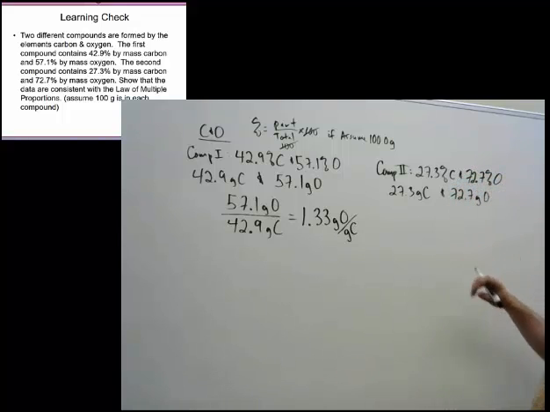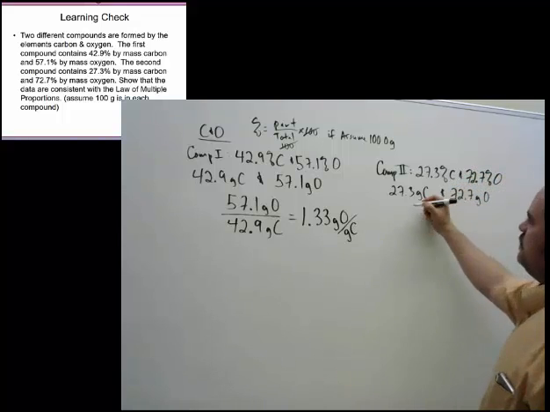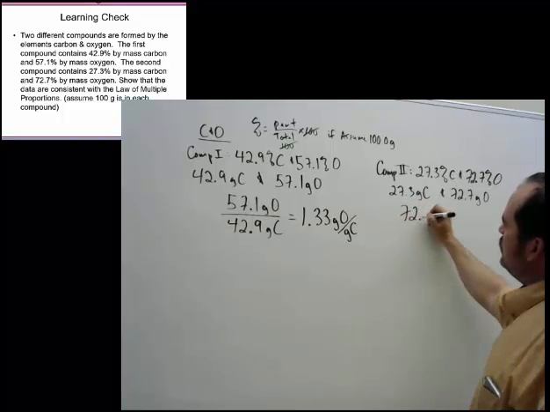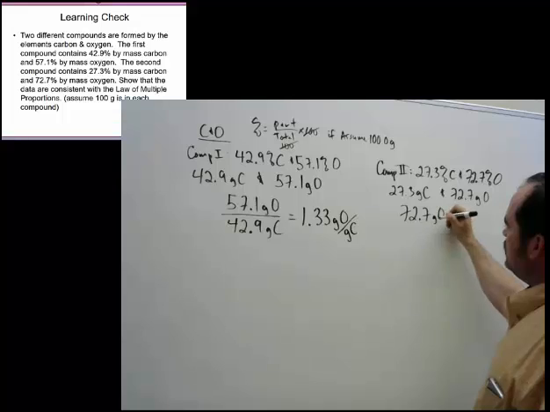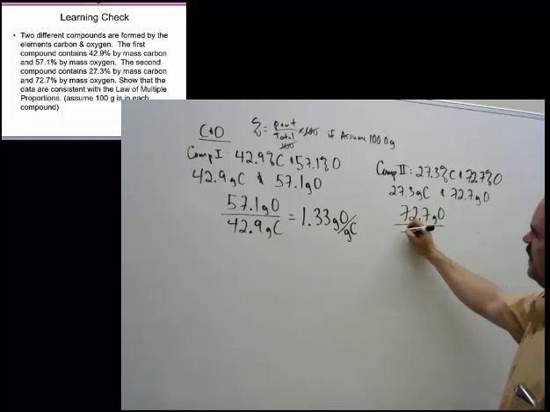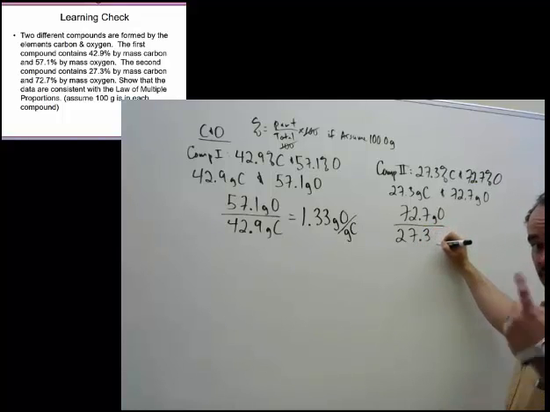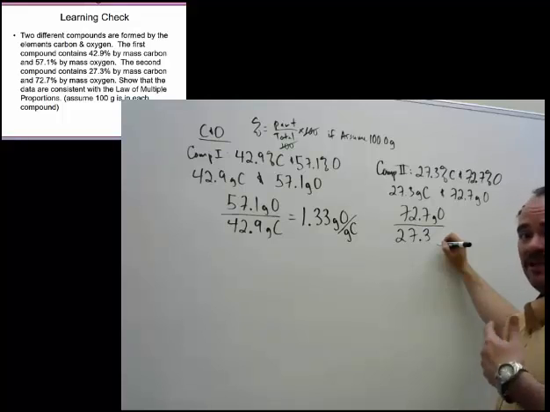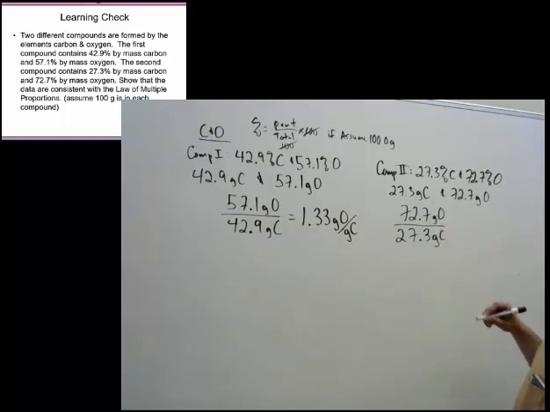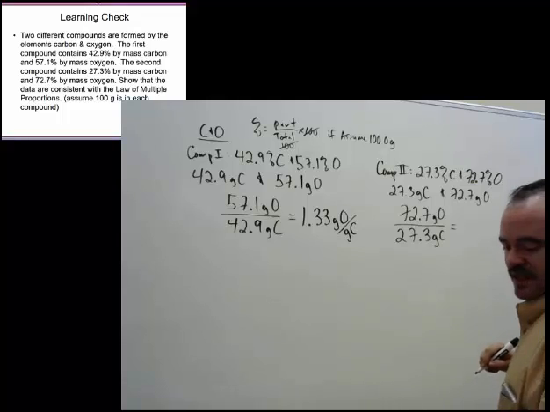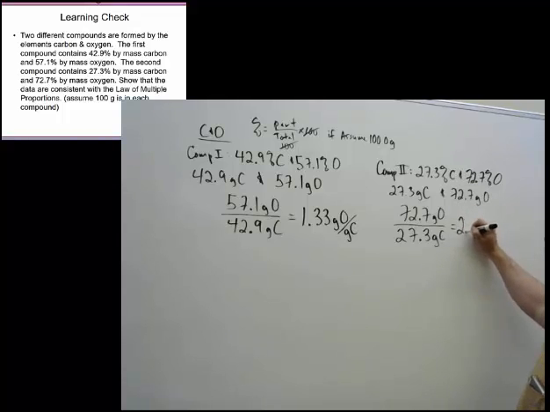We repeat the same process for compound 2. So we come over here and see that we have 72.7 grams of oxygen divided by the amount of carbon. Because again, we're going to keep carbon as 1 gram, so we fix it and keep it constant: 1 gram of carbon. When you calculate this ratio, it ends up being 2.66 grams of oxygen per 1 gram of carbon. Remember, the word per, like I mentioned before, means 1.